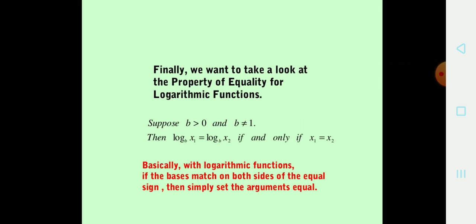Finally, we want to take a look at the property of equality for logarithmic functions. For b > 0 and b ≠ 1, log base b of x1 equals log base b of x2 if and only if x1 equals x2. Basically, with a logarithmic function, if the bases on both sides of the equal sign are the same, we simplify it so the arguments are equal.